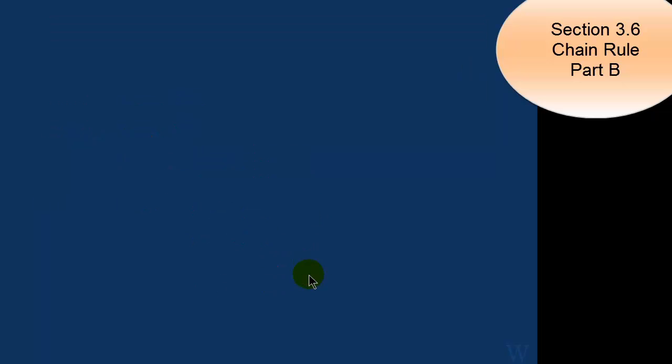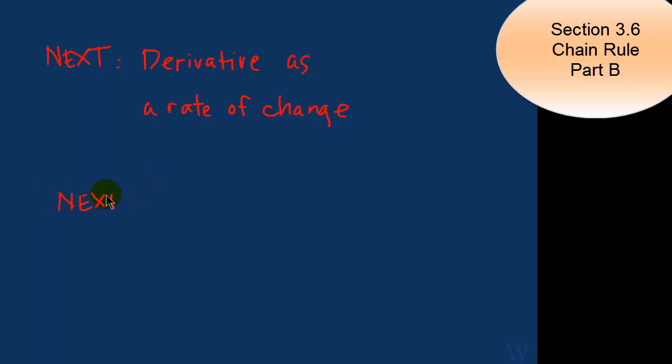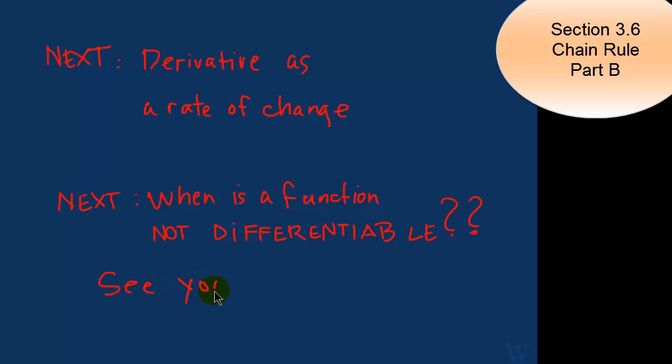And the next thing that we will talk about is the derivative as a rate of change, and also the next thing after that would be when is a function not differentiable? In other words, can we always differentiate a function? So I will see you later.